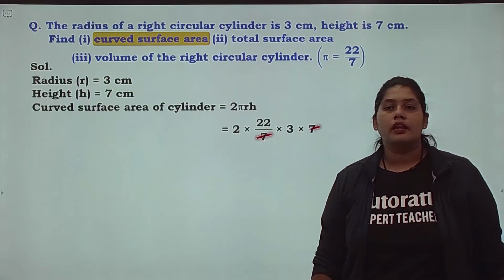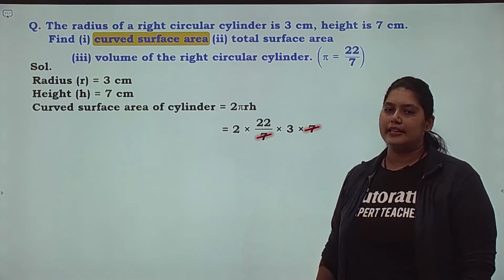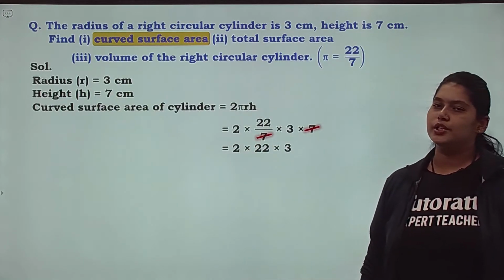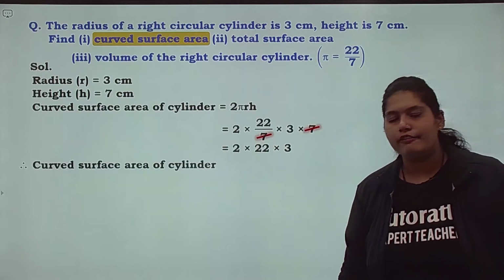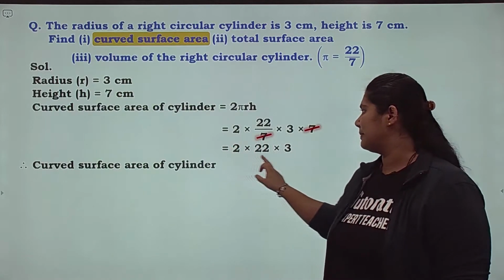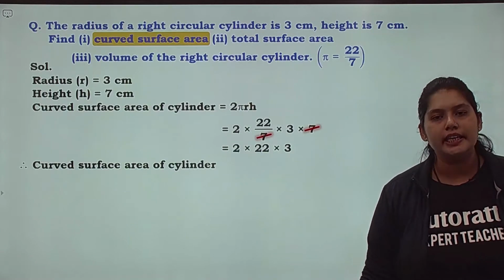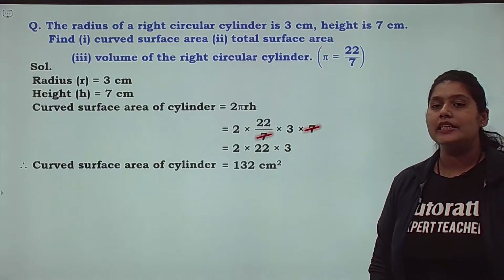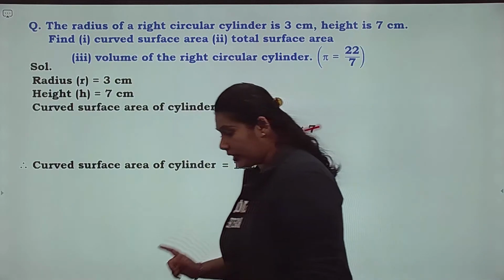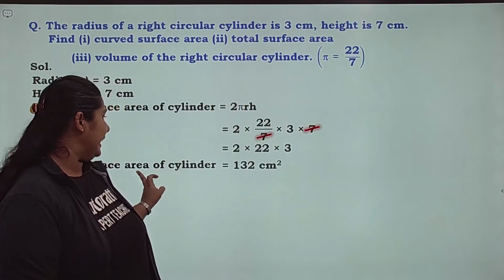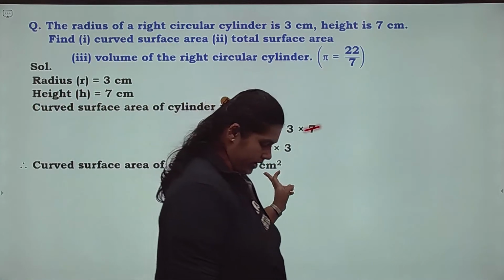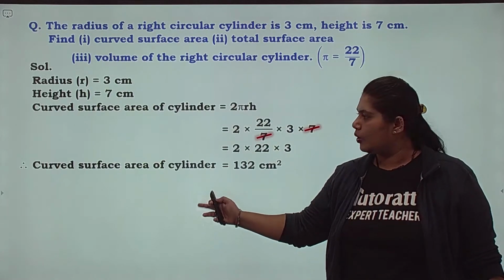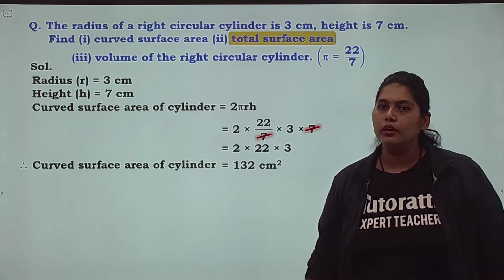Now 7 and 7 will get cancelled and I will be simplifying this statement. I'll be getting 2 into 22 into 3, isn't it? Therefore, after simplification of this mathematical statement, I'm going to get my final answer, that is the curved surface area of my cylinder as 132 square centimeter. Again, pay attention. It's the area, so it's going to be square. तो एक पार्ट तो हमारा हो गया, कर्व्ड सरफेस एरिया हमको मिल गया.